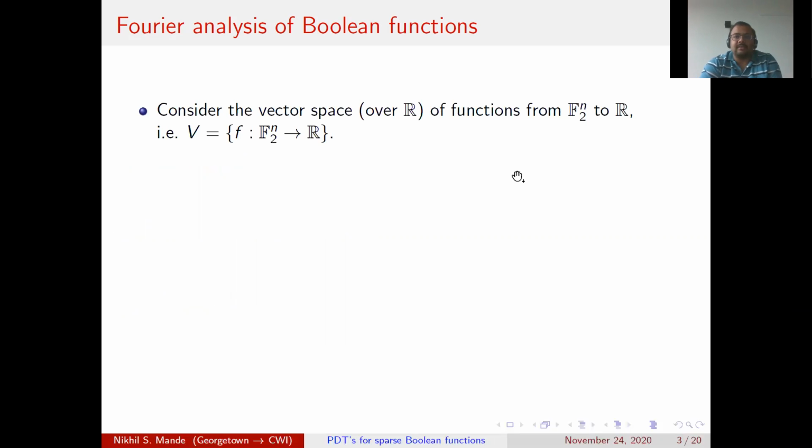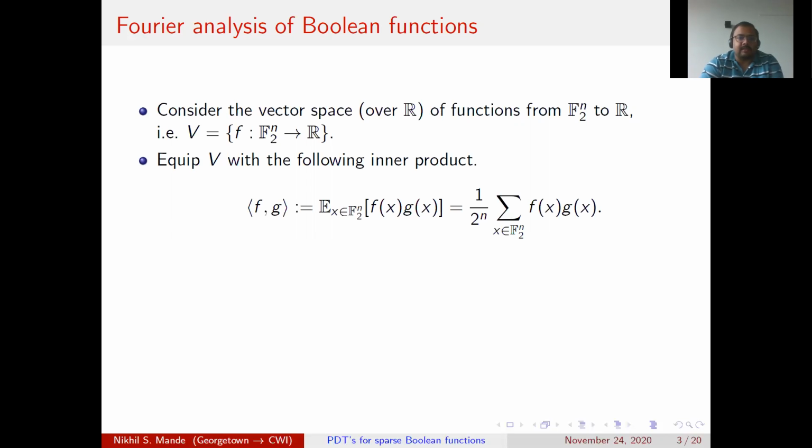So we're going to consider the space of functions from F2 to the n to R as a real vector space, where addition is pointwise addition, and scalar multiplication is pointwise scalar multiplication with that scalar. So this space is a vector space, and we're going to equip it with the following inner product. Conceptually, what does this inner product do? Between functions f and g, it computes the correlation between f and g in some sense. More formally, the inner product between f and g is defined to be the summation of f(x) g(x), scaled by a factor of 2 to the n.